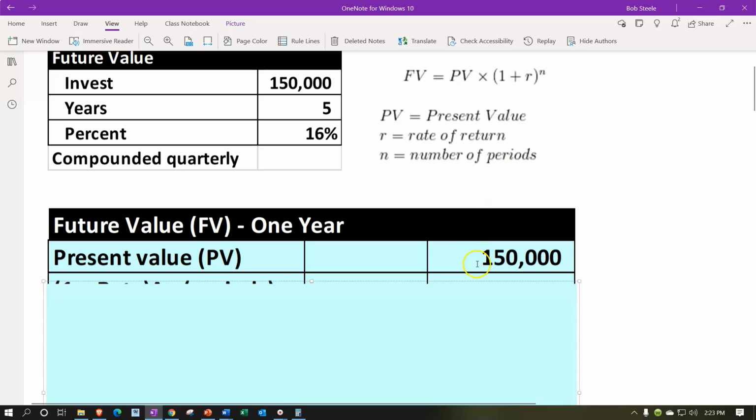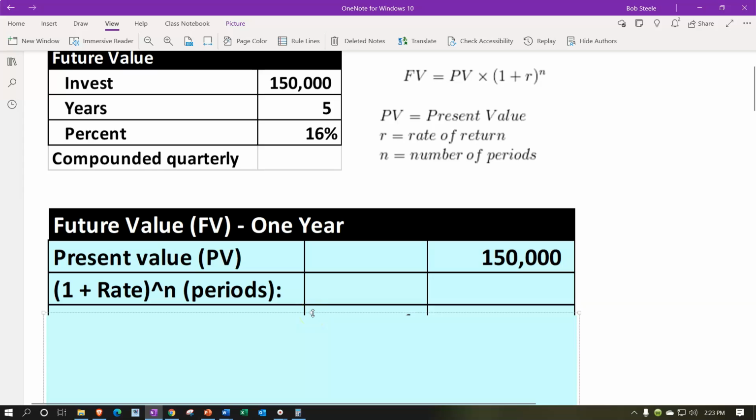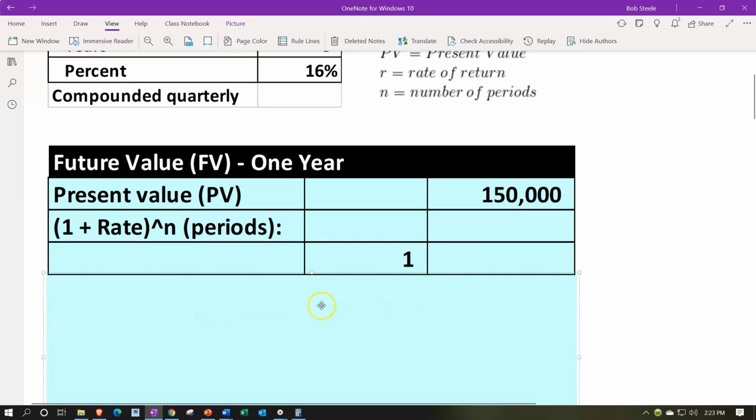So we have the present value of the 150. So we start off with the present value of the 150. That would not change whether we have compounded quarterly or other kinds of compounding. Then we have the 1 plus r to the n that we're going to calculate. So we have 1 plus r.